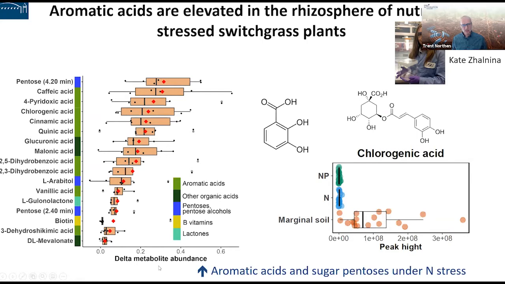The first thing is that when you look at the marginal soil versus the nutrient amended, we have more of these aromatic acids present in the rhizosphere during the nutrient stress and also pentoses. And we didn't identify which pentoses these are, but pentoses are more abundant under the nutrient stress. And here's an example of chlorogenic acid, which is one of the compounds we detected in our earlier study.